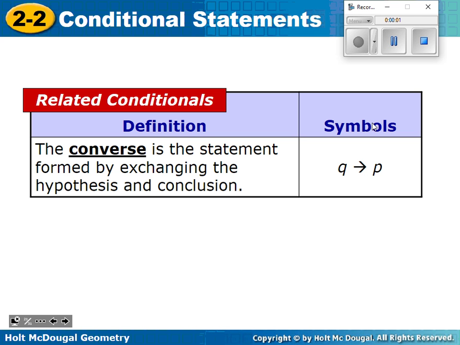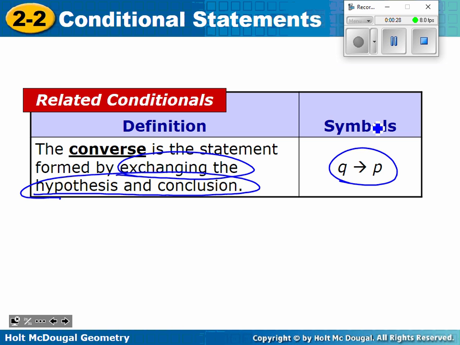So, converse. The converse is taking the statement and exchanging the hypothesis and the conclusion. Switching your hypothesis and your conclusion. So we said yesterday, if it is raining outside, then the ground will be wet. We would switch that and say, if the ground is wet, then it's raining outside. So it switches your hypothesis and your conclusion, which means your symbol switches.